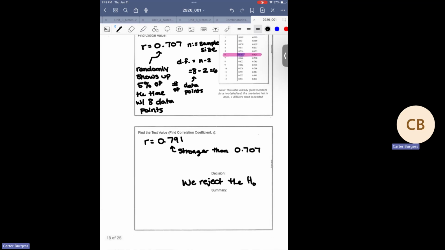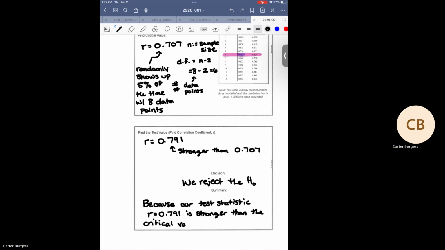And so for our summary, we might say something along the lines of: because our test statistic of R is equal to 0.791 is stronger than the critical value R is equal to 0.707, then we reject the null hypothesis, which is the same thing as saying that there is a correlation between X and Y, between our two variables.